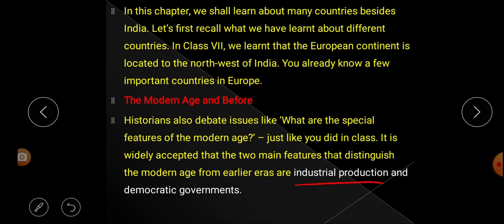In this paragraph we learn that historians always ask questions about what are the special features of the modern age. As we asked in class, the historians also debate and argue about this question. And it is widely accepted that there are two main features that distinguish the modern age from the earlier eras. What are the two main features? Those are industrial production and democratic government.